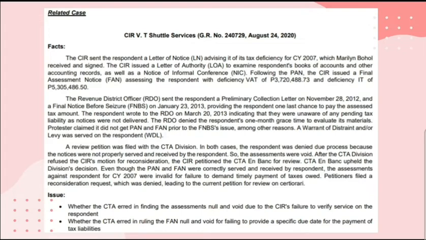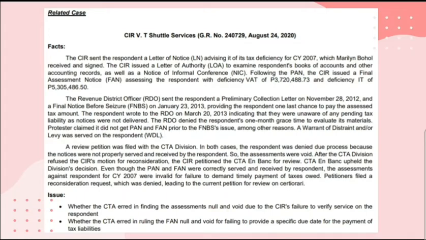The Court of Tax Appeals Division found that the respondent was not accorded due process in the issuance of the preliminary assessment notice and final assessment notice, as there was a failure to prove that the notices were properly and duly served upon and received by the respondent. Hence, it declared void the assessments made against respondent for deficiency income tax and deficiency value-added tax for 2007.